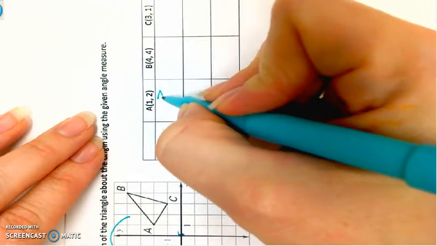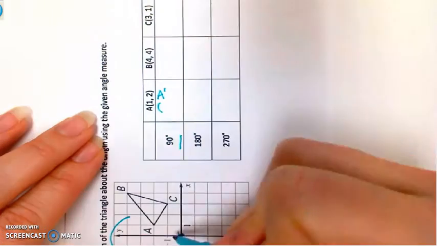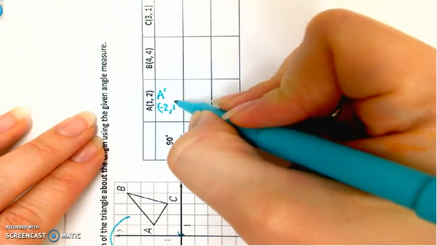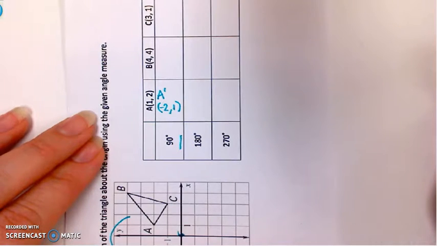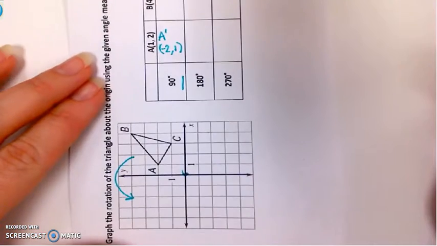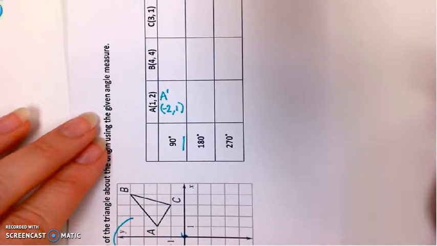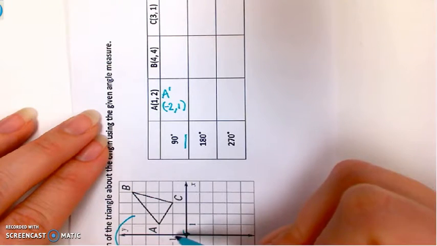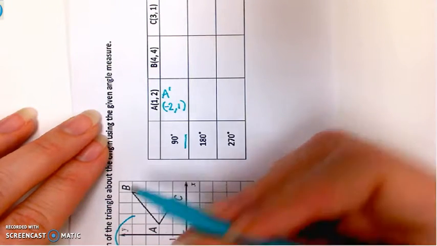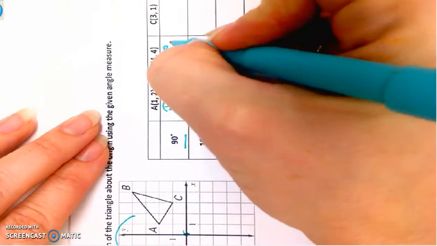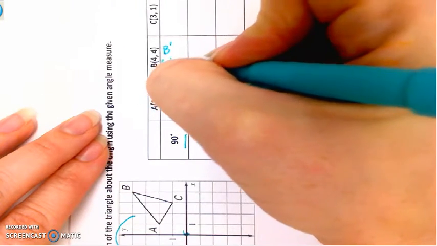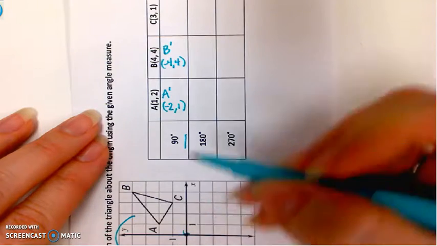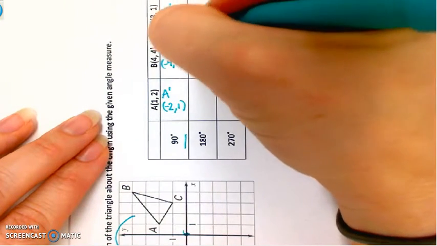A prime is at -2, +1. When we turn back our paper, that'll make a little more sense. But let's continue doing that for point B. Point B, when I'm looking at it this way, is at -4, +4. And point C is at -1, +3.